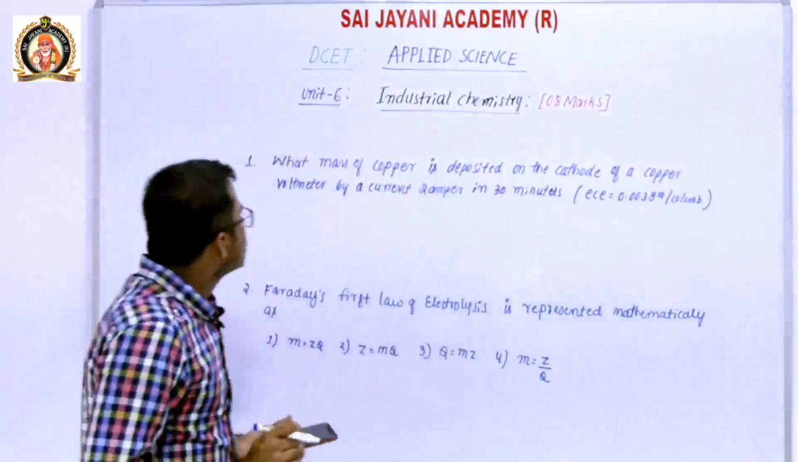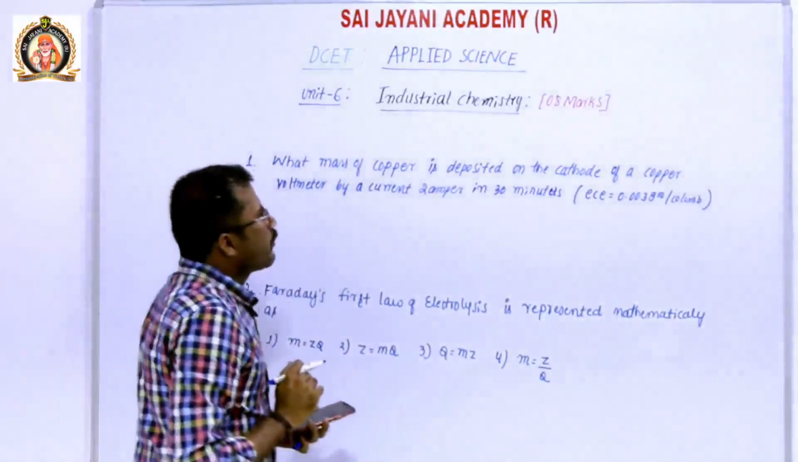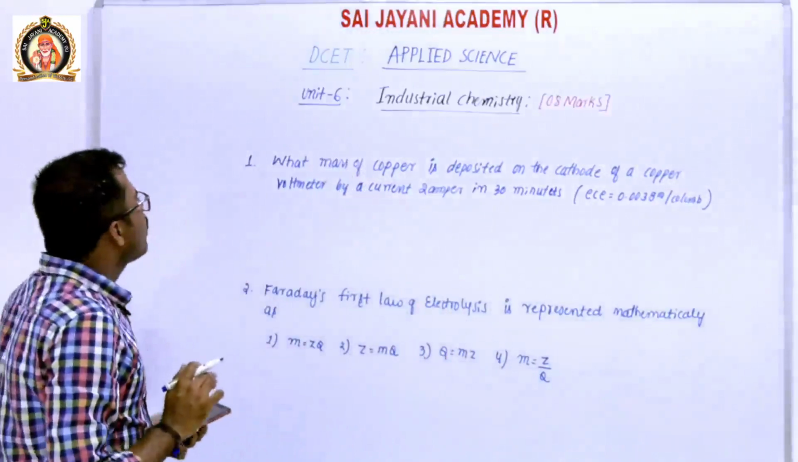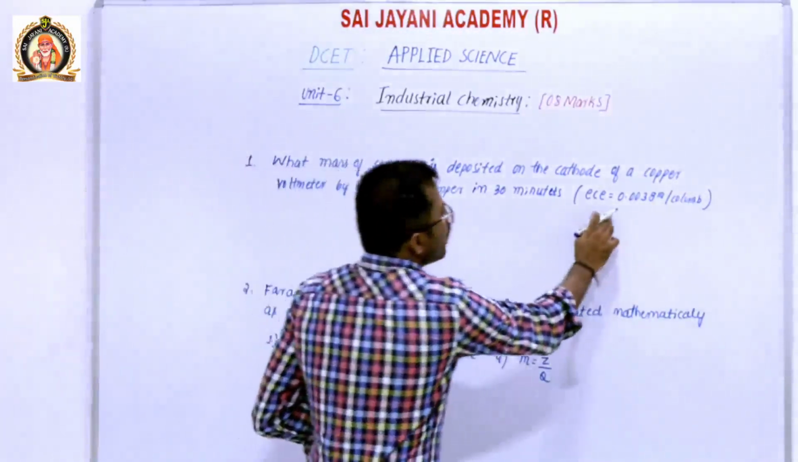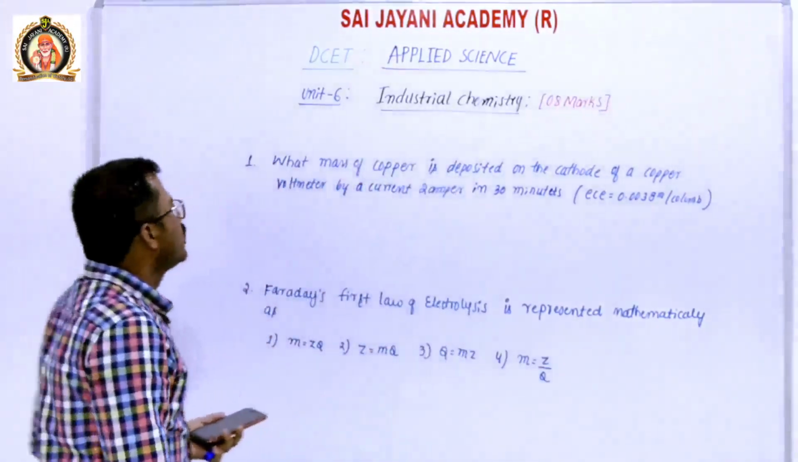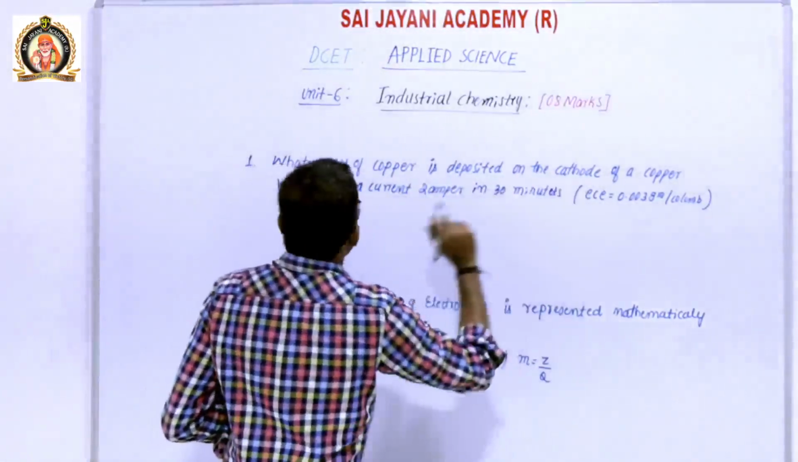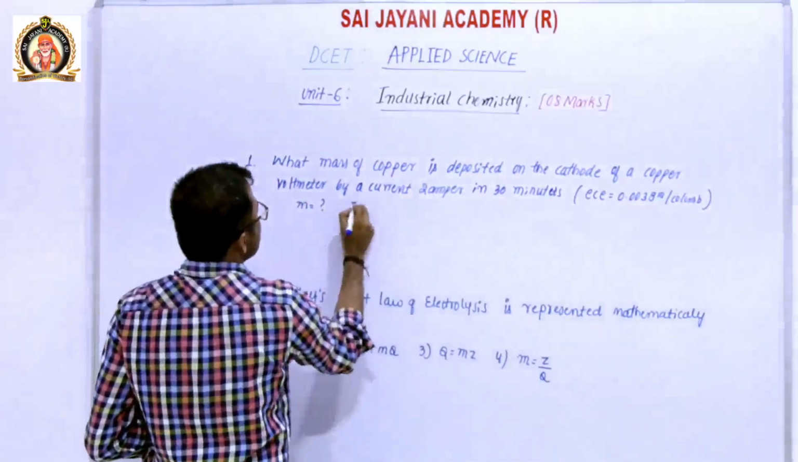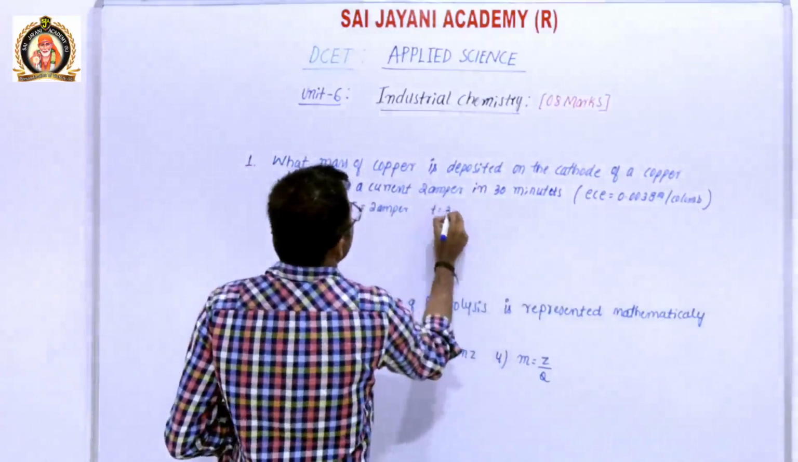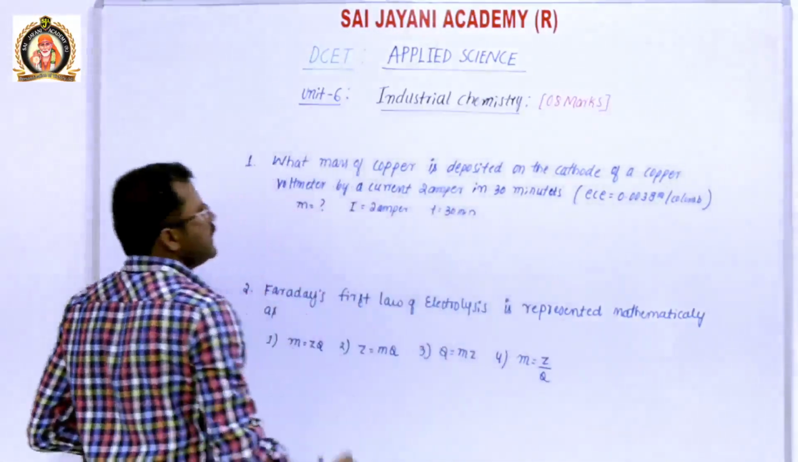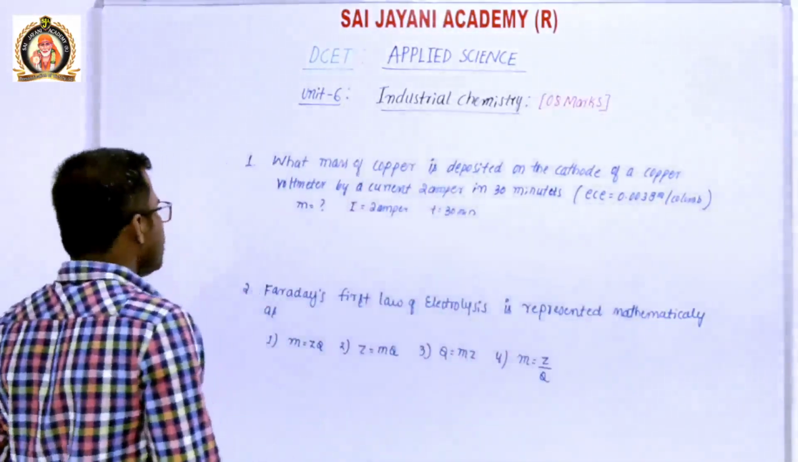Next, problems on Faraday's law of electrolysis. First question: what mass of copper is deposited on the cathode of a copper voltameter by a current of 2 ampere in 30 minutes? The ECE of copper is 0.003 gram per coulomb. We have to find the mass deposited. Current I is 2 ampere, time is 30 minutes, and the ECE of copper is given.